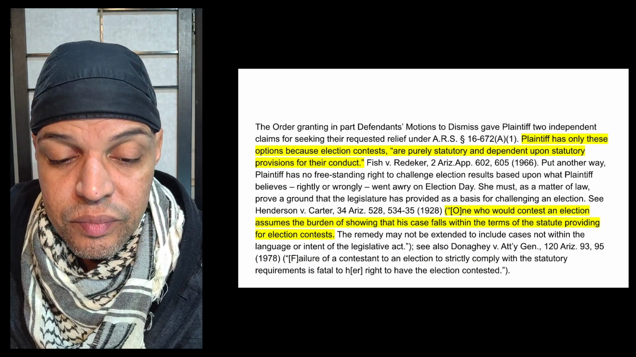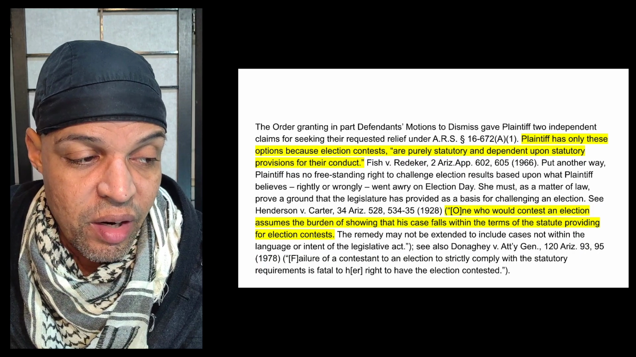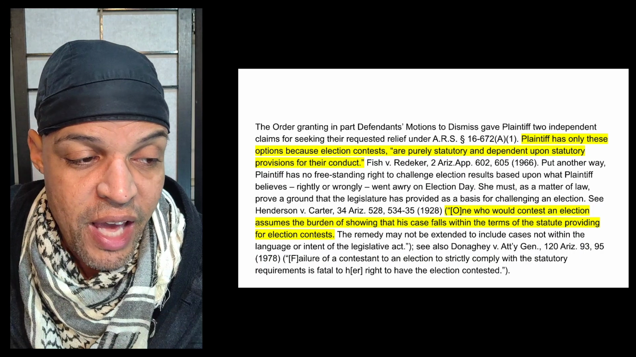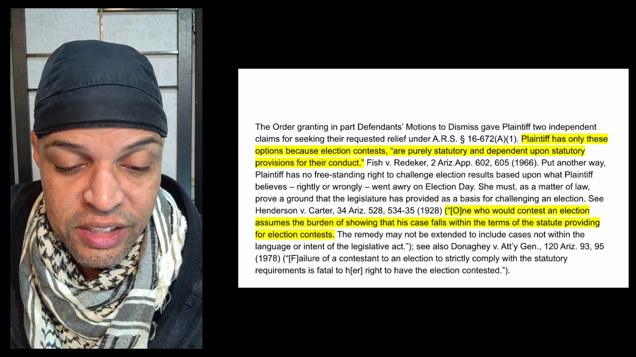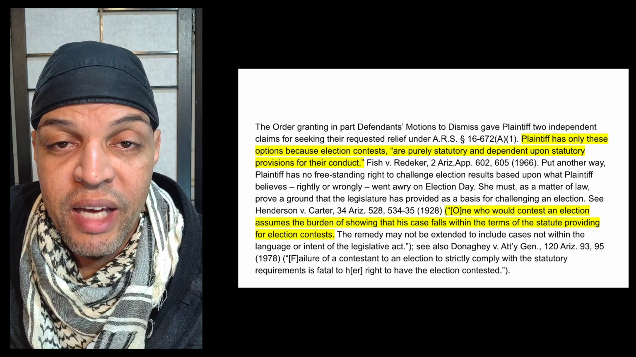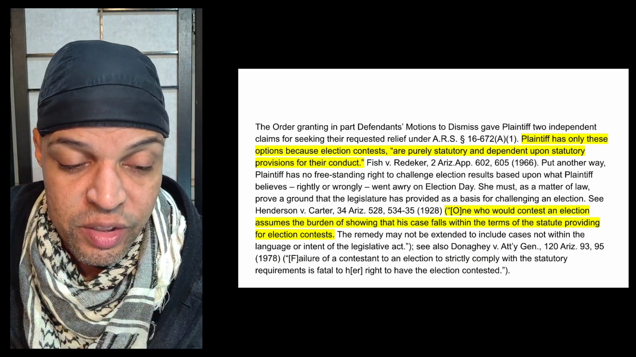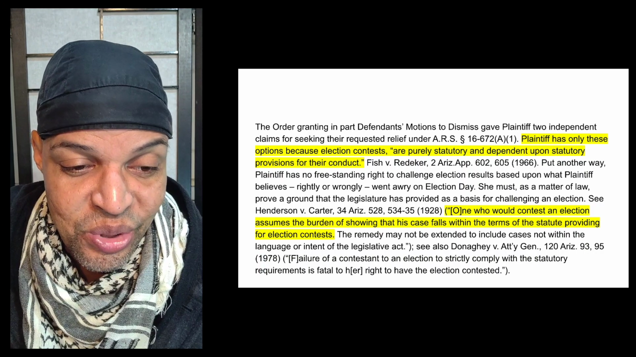So it says it right there, are purely statutory. Not true, because we have a constitution, and the elections are supposed to be how they're supposed to be within the Constitution, okay? And then it says, it's got a day, and the day is Tuesday.